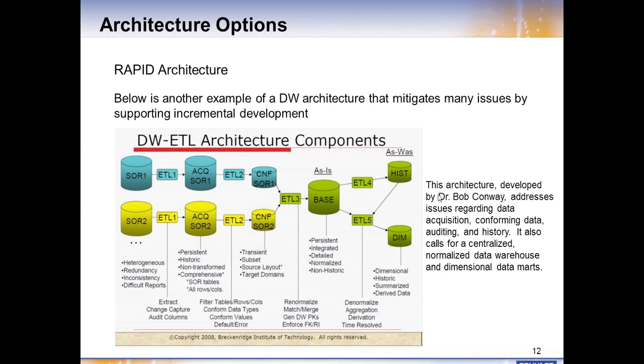So the conform layer, there can be a lot of effort there, and you've got to find all the different variations and figure out how to conform that data. So again, there's your Kimball warehouse, which is just the summary of all the marts.